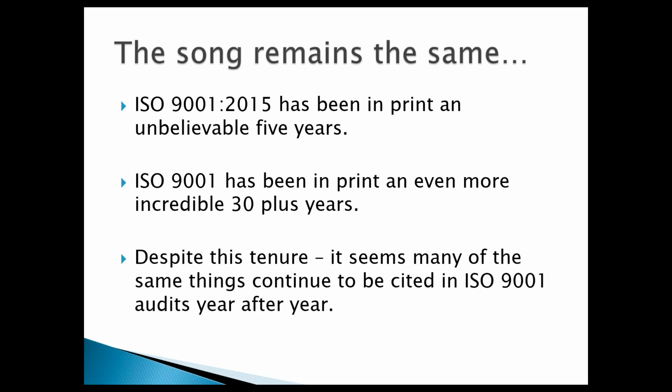Now, unbelievably, ISO 9001 2015 has been in print going up on 6 years now. And the ISO 9001 standard itself has been around for over 30 years. You would think after that much time that some of these items would eventually be known and there'd be fewer nonconformances written in certain areas. But year over year, we see the same things being written for new companies and even for legacy companies that have been certified for a long time.